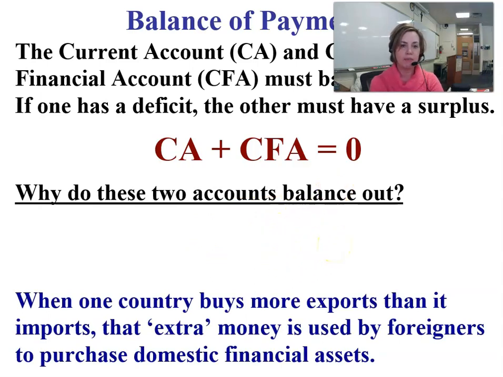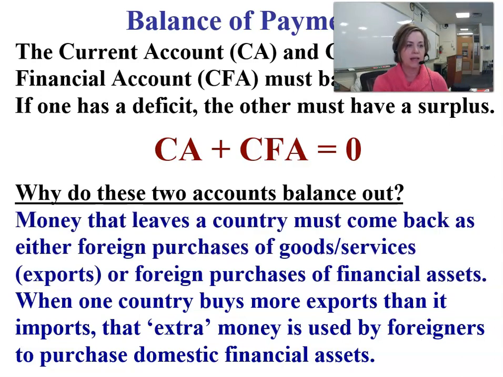When one country buys more exports than its imports, that extra money, so to speak, is used by foreigners to purchase domestic financial assets. Money that leaves a country has to come back as either foreign purchases of goods and services, which we refer to as exports, or foreign purchase of financial assets.